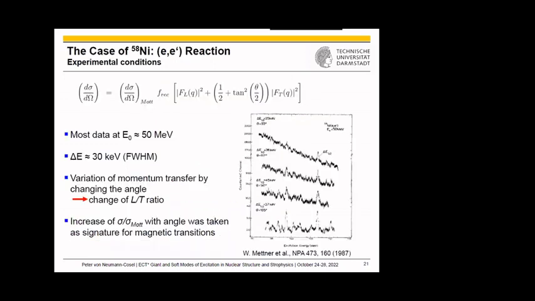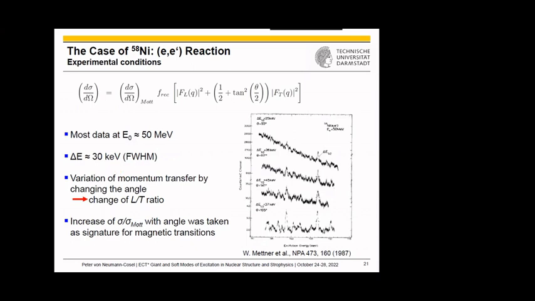Okay, but now let's come to the electron scattering. In this particular experiment, most of the data which were measured were taken at about the same incident energy, 50 MeV, and we only use those in the further analysis to simplify things. The resolution of the experiment was very good, and that's crucial to really identify whether we see the same states. It was roughly 30 keV.